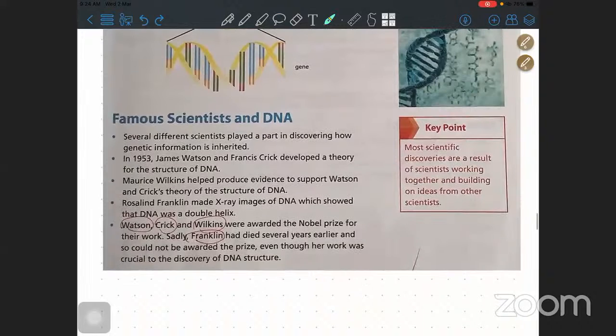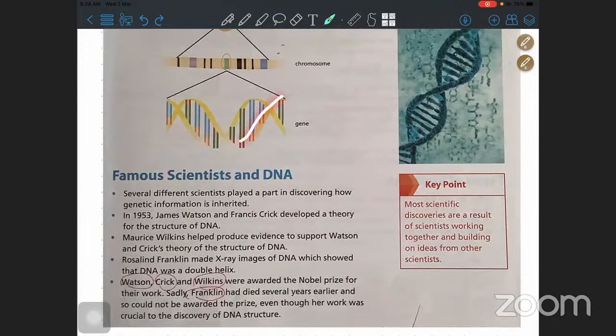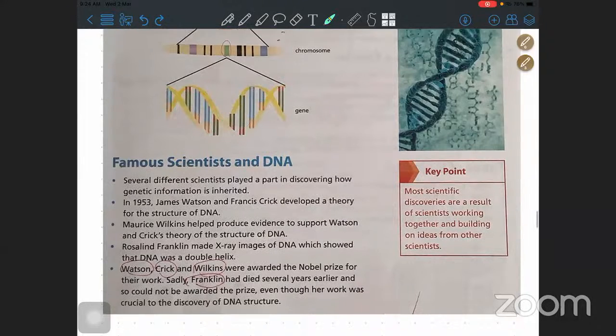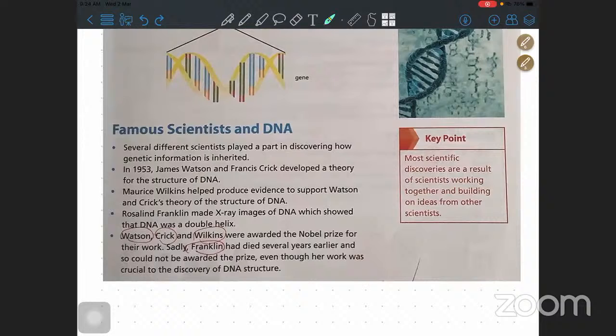Okay. Several scientists played a part in discovering this. In 1953, James Watson and Francis Crick developed a theory of the structure of DNA. Maurice Wilkins helped produce evidence to support Watson and Crick's theory of the structure of DNA. Rosalind Franklin, okay, made an X-ray image of DNA which showed the DNA was a double helix. A double helix, this shape. This shape is called a double helix. So these three persons, okay, were awarded, this four persons actually. Okay, awarded the Nobel Prize for their work.